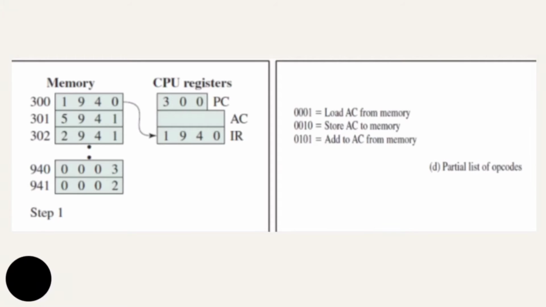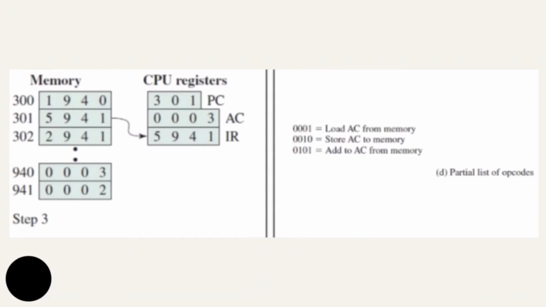The first 4 bits in the IR indicate that the AC is being loaded. The remaining 12 bits specify the address from which data are to be loaded. The next instruction, 5941, is fetched from location 301 and the PC is incremented.